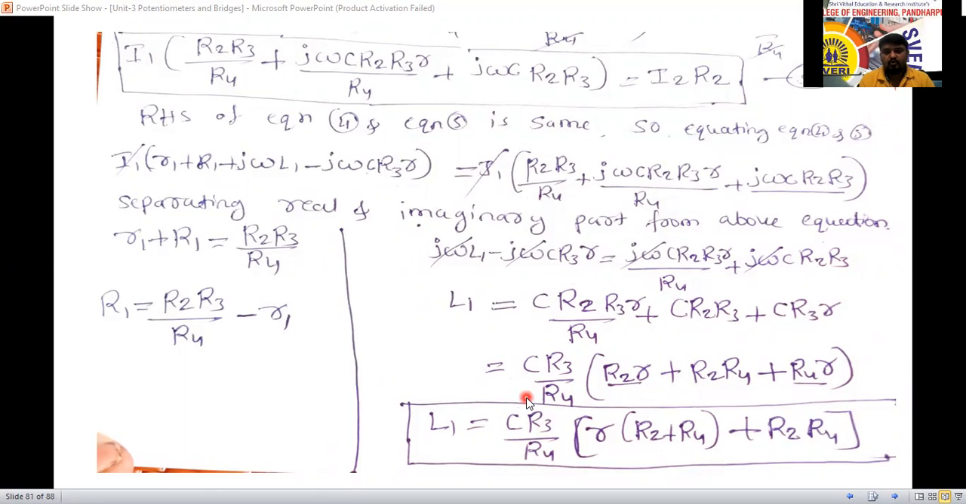Yes, sir. So these two are the final equations. You take the screenshot, you practice the derivation. Already in the PPT it is there. You should practice these two derivations, this one and Hayes bridge. Both the derivations you have to practice, and we will continue in the next class.